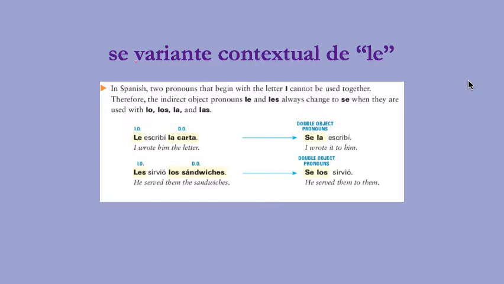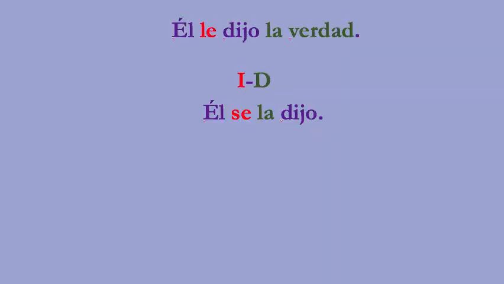Se la escribí. Or les sirvió los sándwiches. Se los sirvió. Like he served them to them. Let's look at a different one. Por ejemplo, él le dijo la verdad. He told her the truth. But instead of él le la dijo, it's él se la dijo, or just se la dijo. And as I said, this is called the se variante contextual de le. This is what happens when you would ordinarily say le or les here, but you can't because Spanish doesn't allow for it.